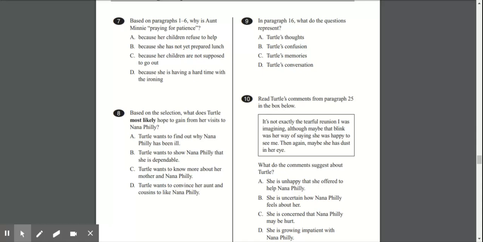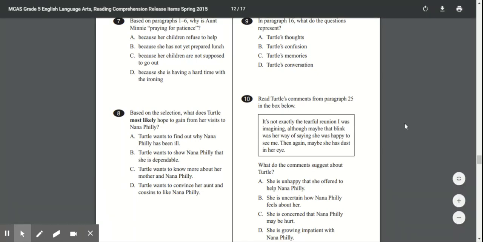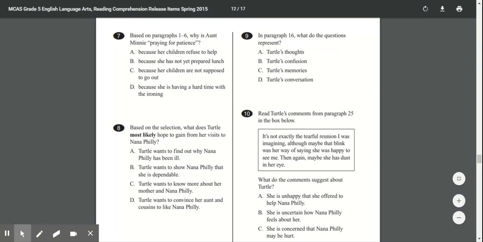All right. Now let's get into what we were talking about for multiple choice. Number one, based on paragraphs 1 through 6, why is Aunt Minnie praying for patience? A, because her children refuse to help. B, because she has not yet prepared lunch. C, because her children are not supposed to go out. Or D, because she is having a hard time with the ironing.